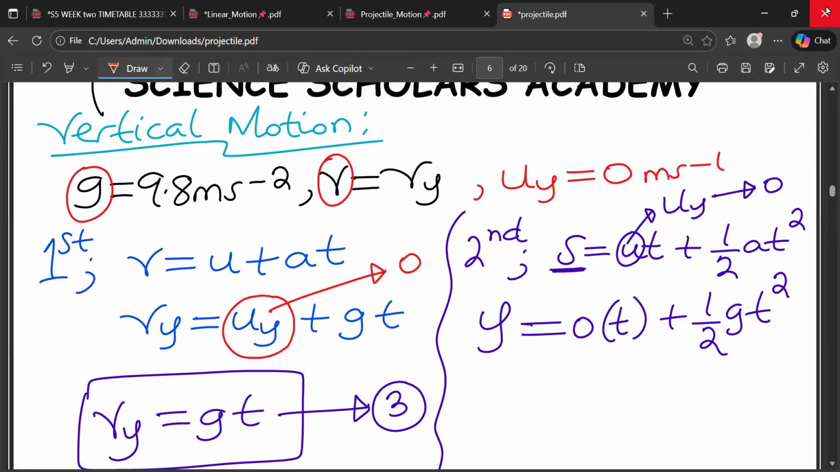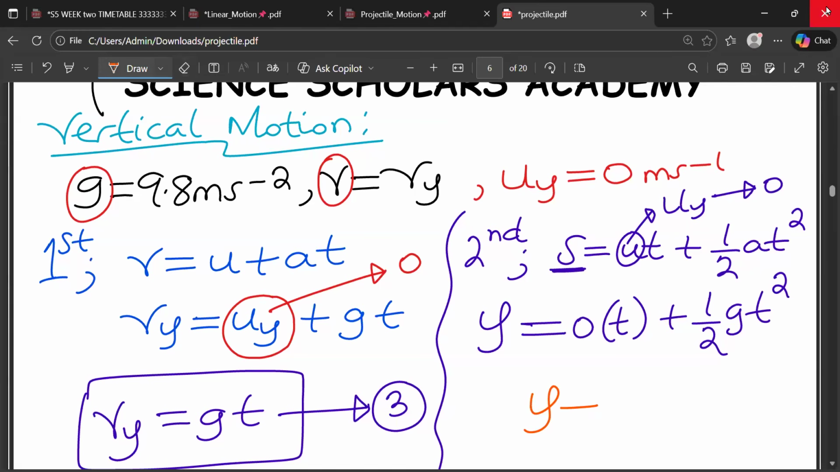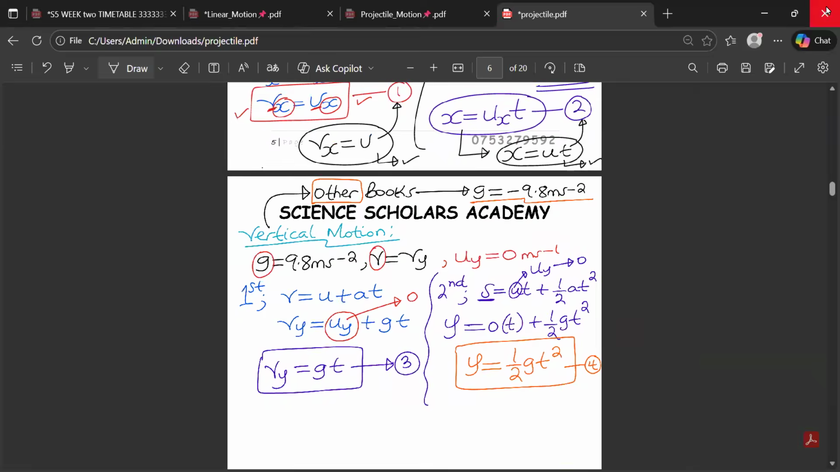So, as we conclude, this one will be y equals strictly a half g t squared, like that. And this is equation 4. Trust me, you don't need any other equation. So all I want is this.